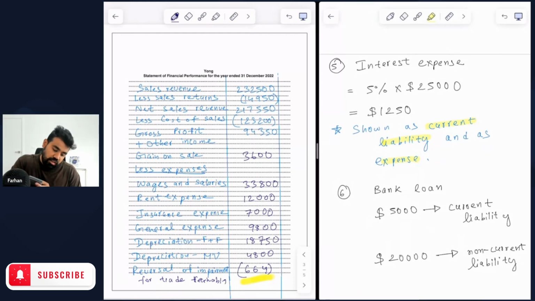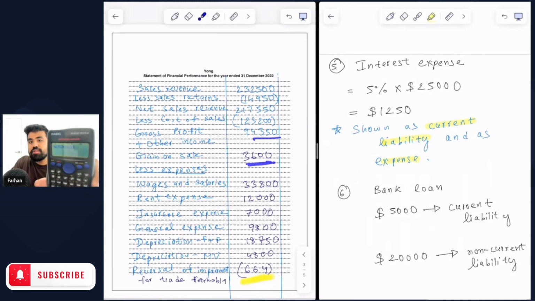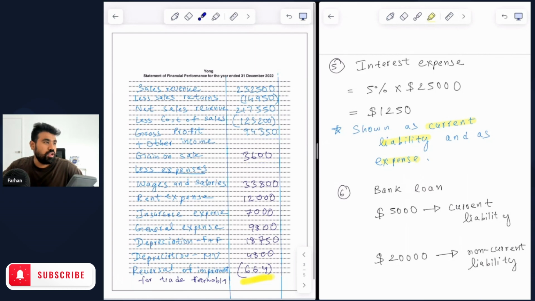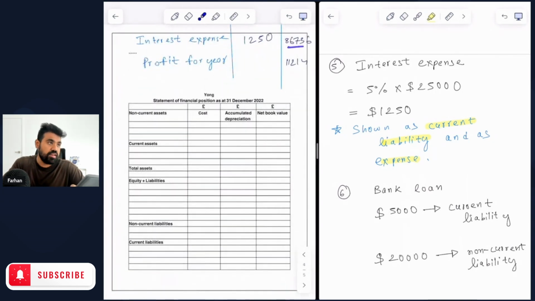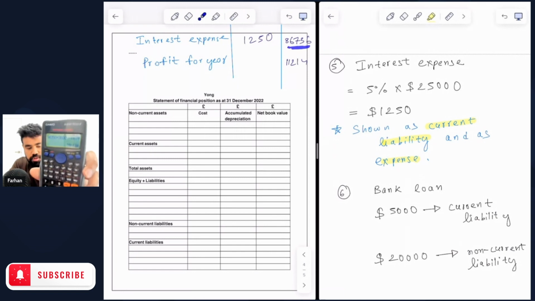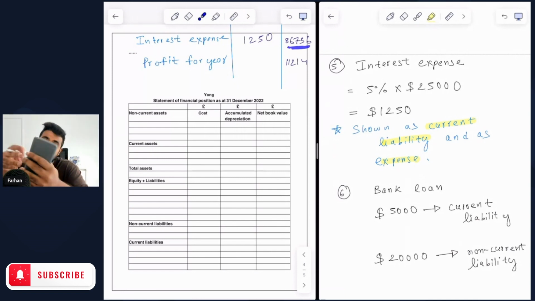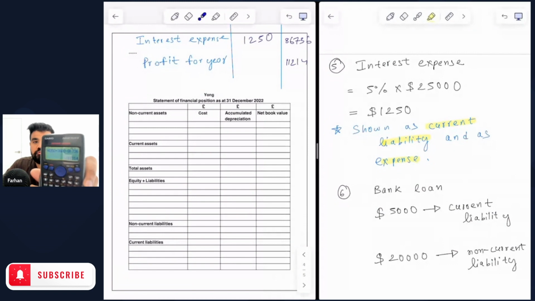So what do we do first? We take the gross profit of 94,350, and then we add the other income, which is the gain on sale of non-current assets of 3,600. Not sure if you can see clearly though. Okay. And then you subtract the total expenses, and that is 86,736. So let me just quickly type that in so you can see. Okay, I have put the minus 2 times, and I apologize. So it should give you something like $11,214 as the profit for the year.